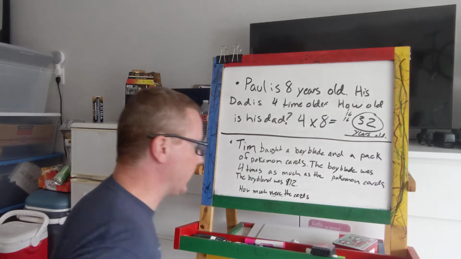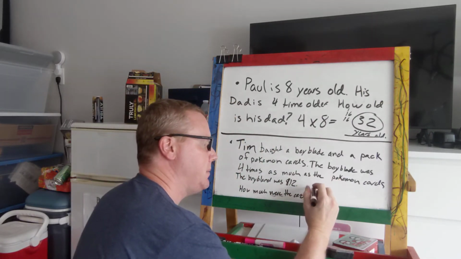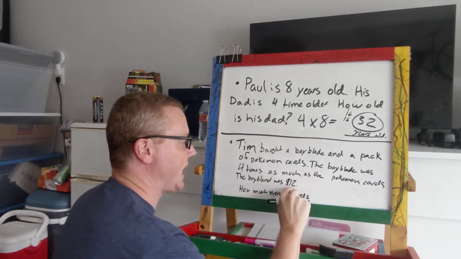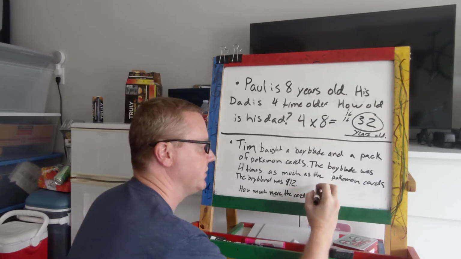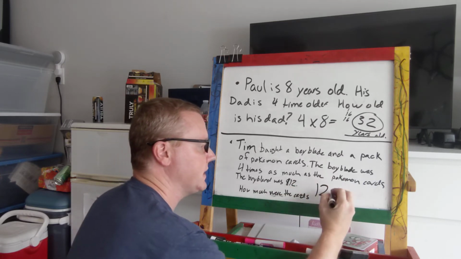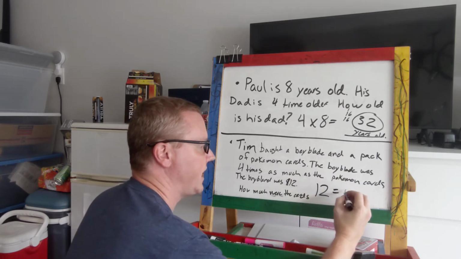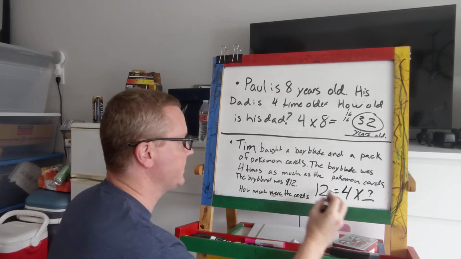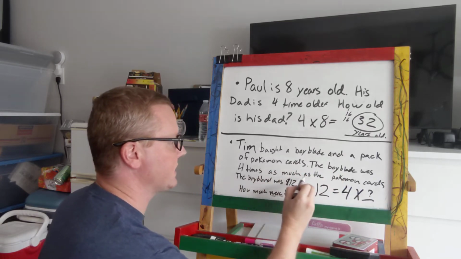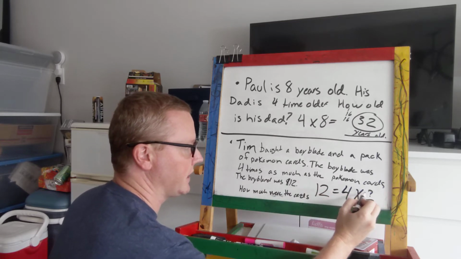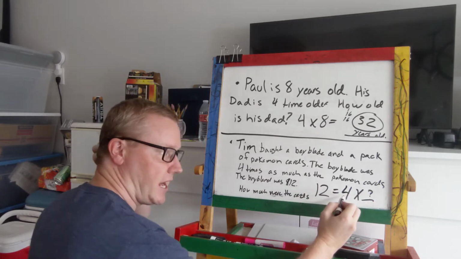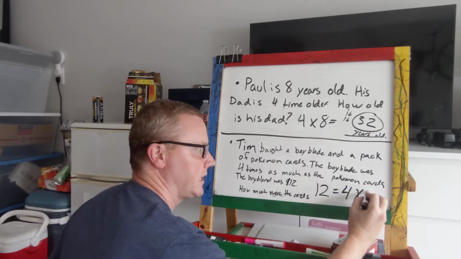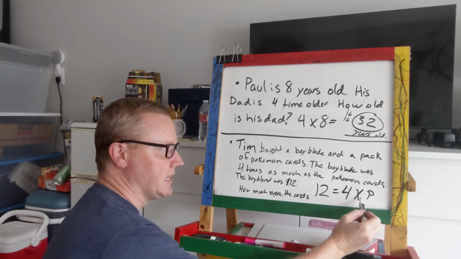So what we need to do here is, we know that the total, the Beyblade, is 4 times something, but we know the end. We already know the product is 12. So 12 equals 4 times something, right? Because it says it's 4 times as much as the Pokemon cards. So the Beyblade was 12, and it was 4 times more than the Pokemon cards. So the Pokemon cards have to be right here. We can even put a P, like P. And now we need to know what P is.